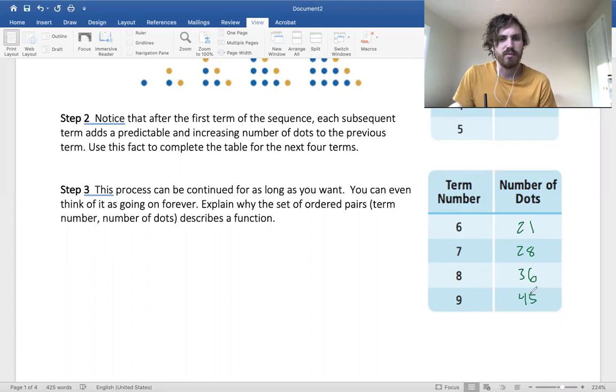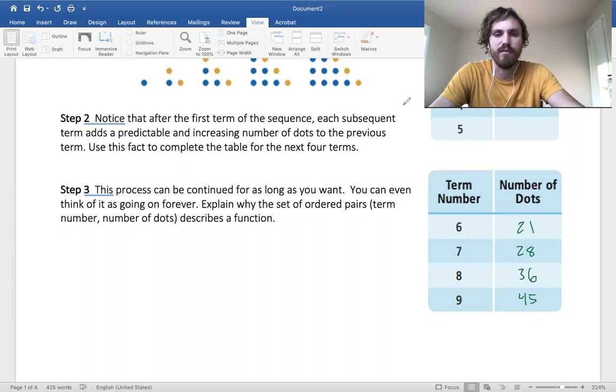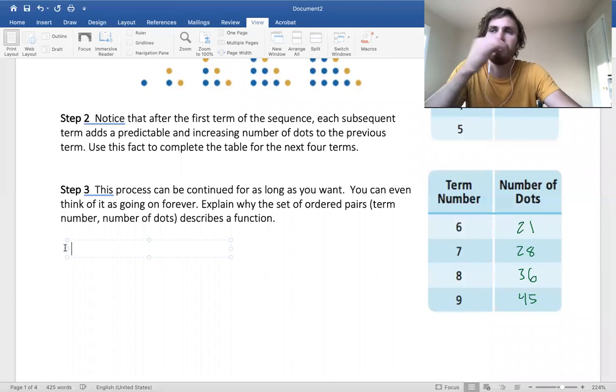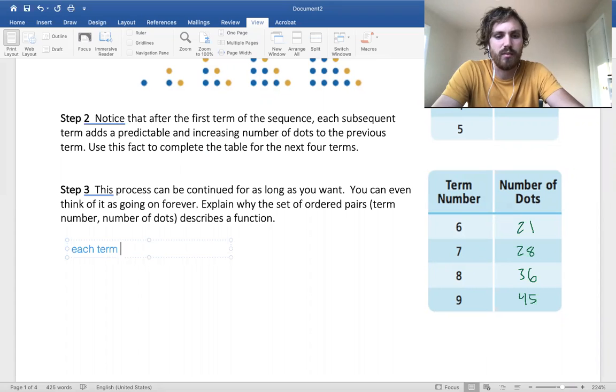Step 3, this process can be continued for as long as you want. You can even think of it as going on forever. Oh, wow. Imagine that. Explain why the set of ordered pairs, term number, number of dots, describes a function. So we need to go back to our definition of a function, which is each input has exactly 1 output. So what I can say here is each term number has exactly 1 number of dots associated with it.